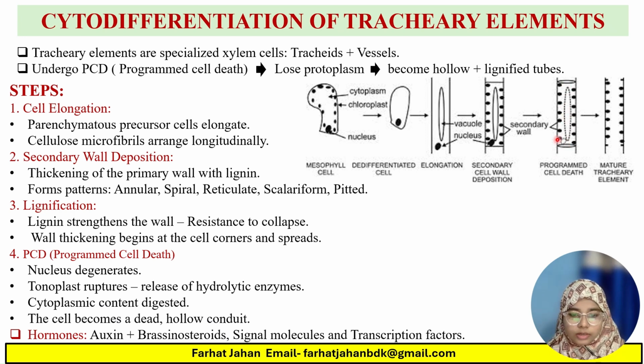All the nucleus degenerates, the tonoplast content has been digested, and the cell has become hollow. So this is the picture of the mature tracheary element. The final cell is now strong, dead, and capable of conducting water efficiently through the plant. This transformation is controlled by plant hormones like auxin and genes, ensuring that the cell develops into a perfect water conducting structure. Hope you all have been cleared on how cytodifferentiation takes place in making the tracheary elements.